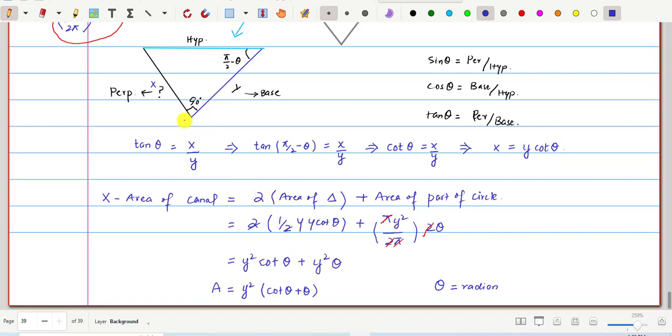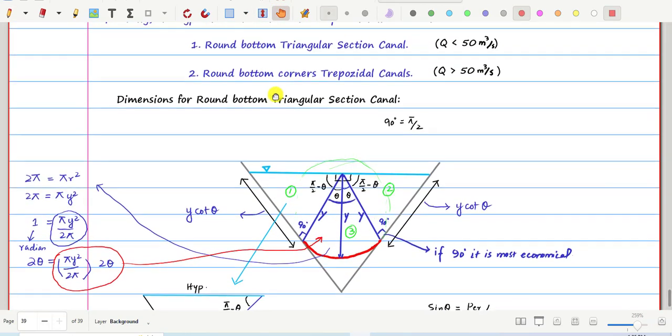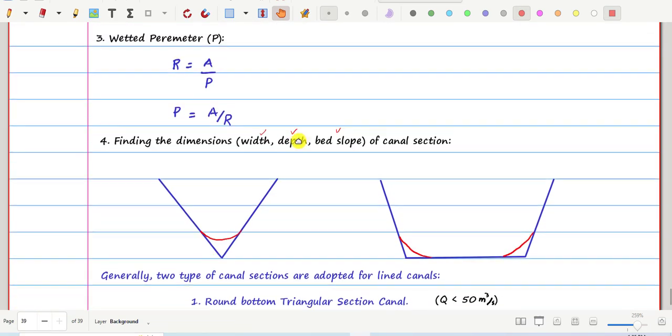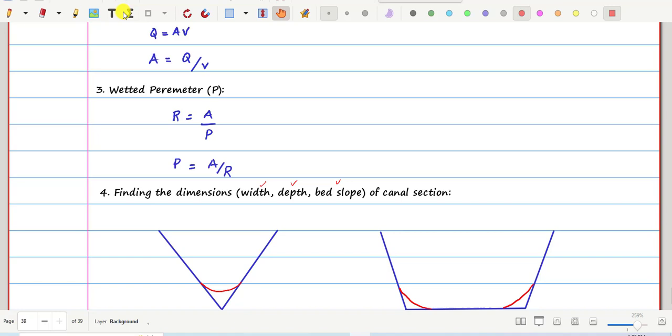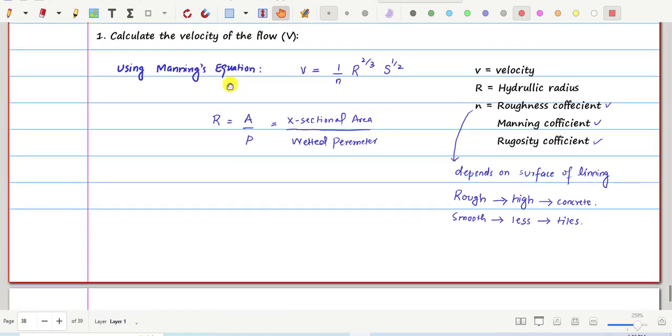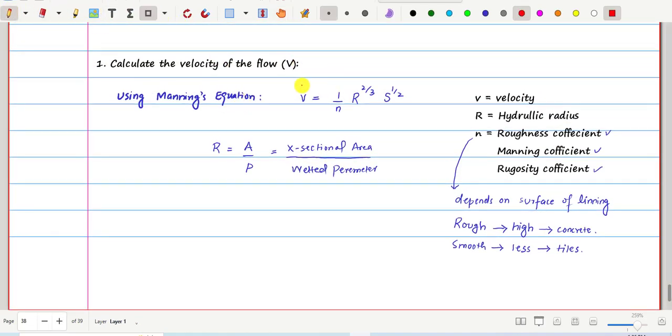Okay, let's highlight it. Okay, this is the cross-sectional area. One thing we got is this. This is important. And the other thing, this was our second step, right? This one is to find out the area in the second step. And the first step was to find out the velocity. For velocity, we have a formula. This is the formula to find out the velocity. So these were four steps.